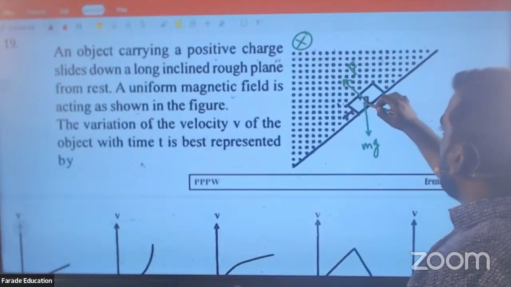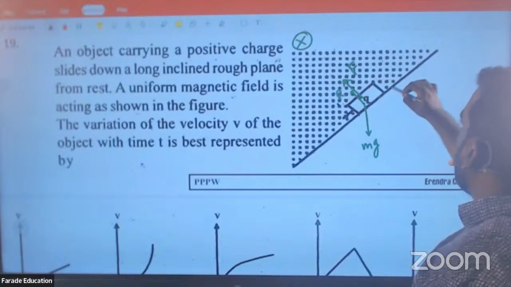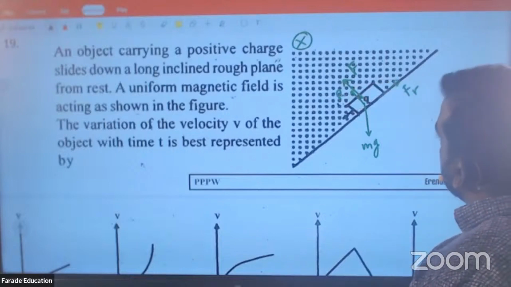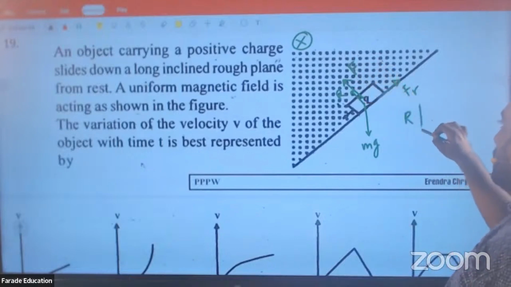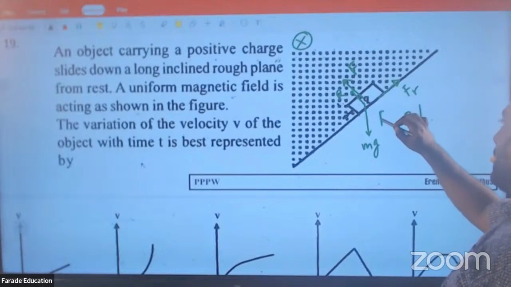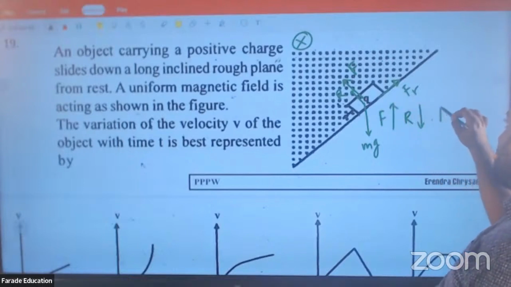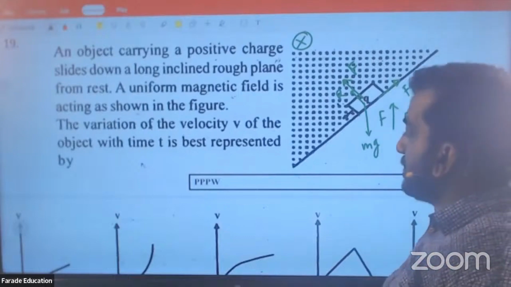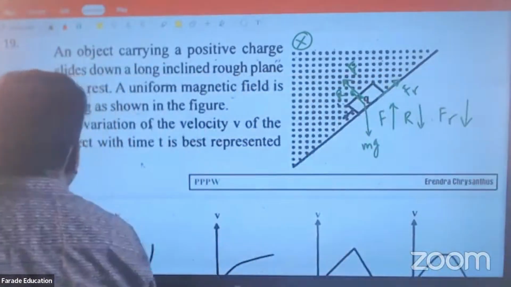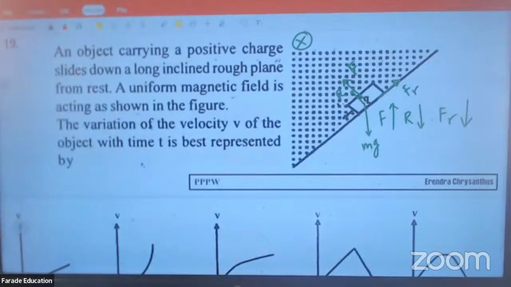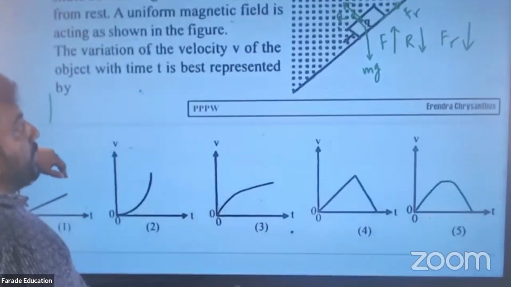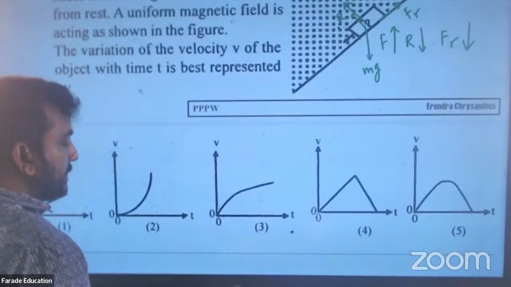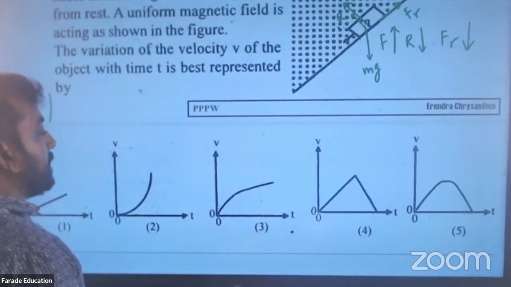mg, normal reaction, here you have friction force. When the upward force increases, reaction reduces. F increases, reaction reduces, friction also will reduce. Understood? When friction reduces, what can you say? Resultant force will increase.